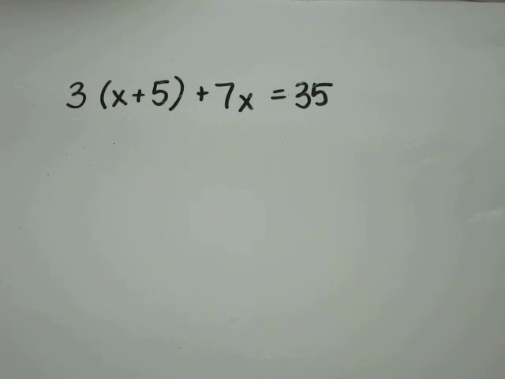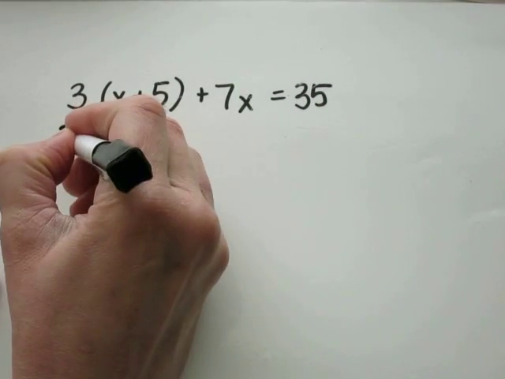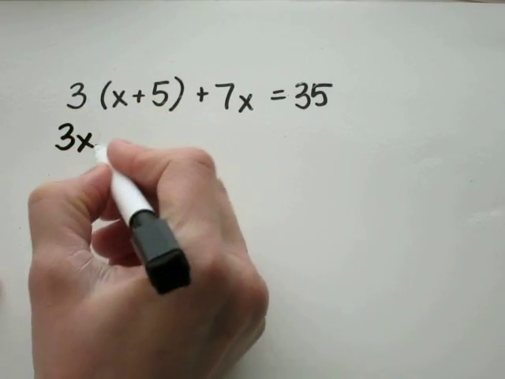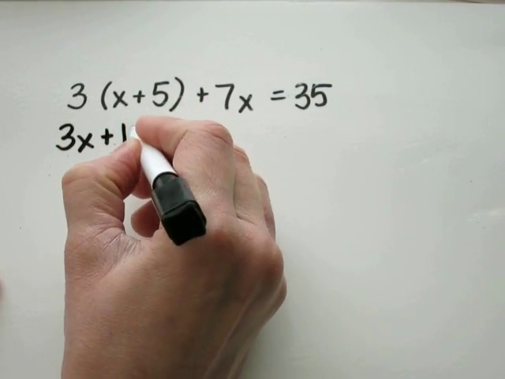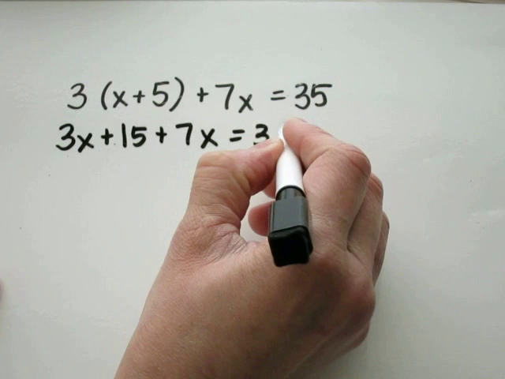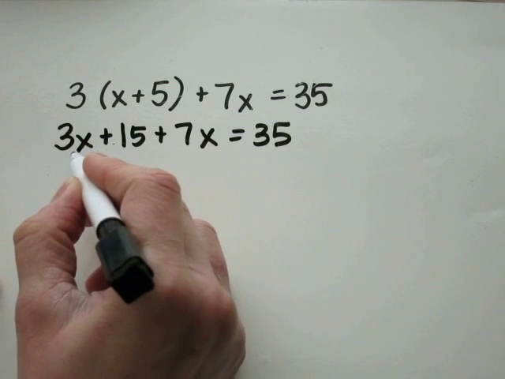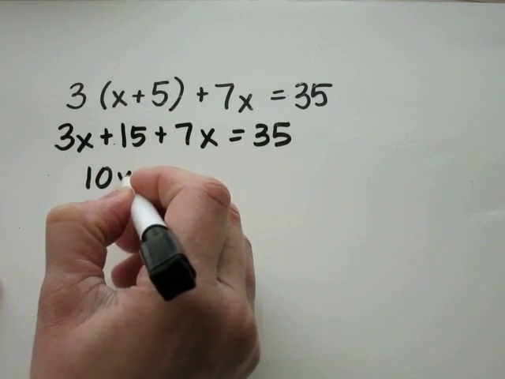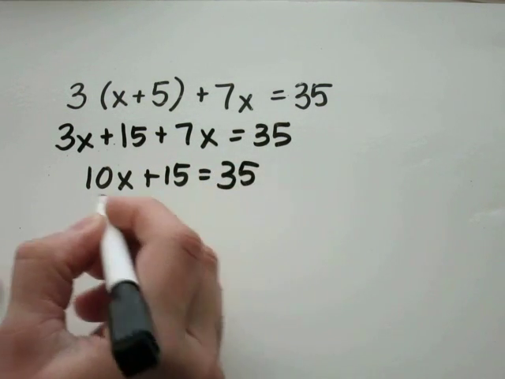Problem 17, 3 times x plus 5 plus 7x equals 35. First, I'm going to multiply 3 by the x plus 5 in the parentheses. That leaves you with 3 times x, which is 3x, plus 3 times 5, which is 15, plus 7x equals 35. Now I'm going to combine the like terms of x. 3 plus 7 is 10x, plus 15 equals 35.